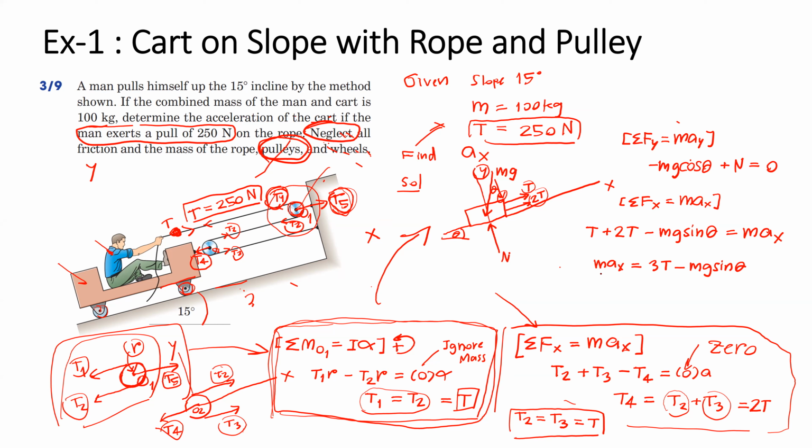And we know the mass, we know the tension T, we know the gravitational acceleration, and we know the slope. So yes, we can compute a x, or the linear acceleration on the slope for this cart. This is the first example. Do you have any question for the first example?